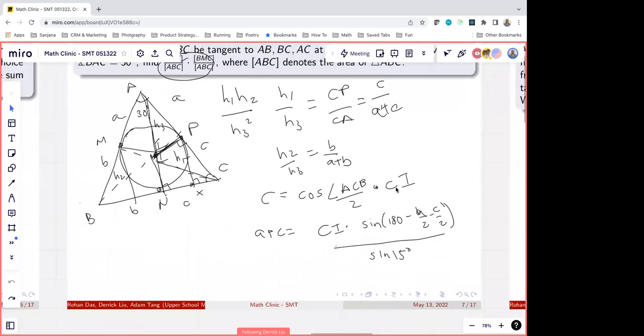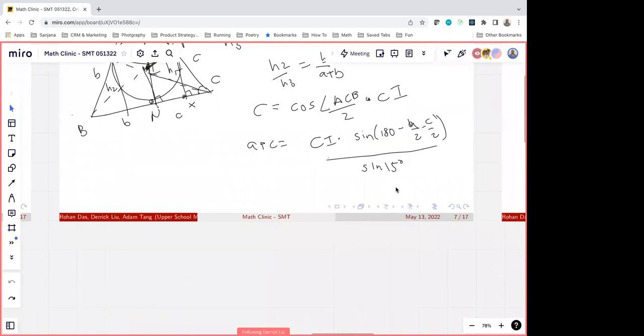And then we find that B is equal to cosine of angle ABC over 2 times BI, and A plus B is equal to the sine of 180 degrees minus angle BAC over 2 minus angle ACB over 2, divided by sine of 15 degrees.